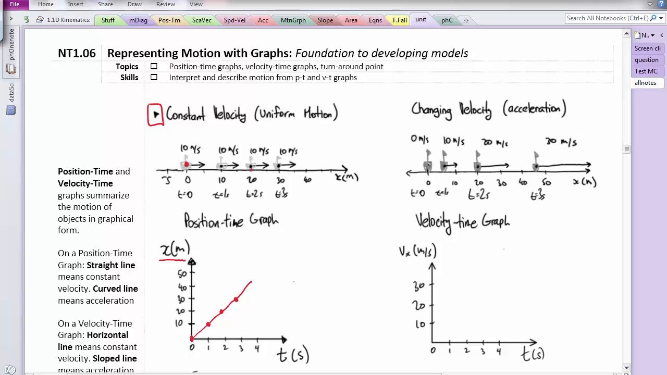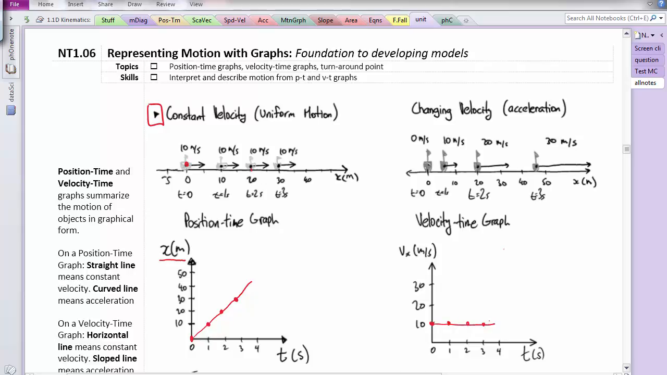Use a ruler. And then we can also plot its velocity as a function of time. Because the velocity is not changing, at each second it's going to have a velocity of 10. And we put a straight line, since we can interpolate in between those points. Okay, that's brutal. Let's do that again.